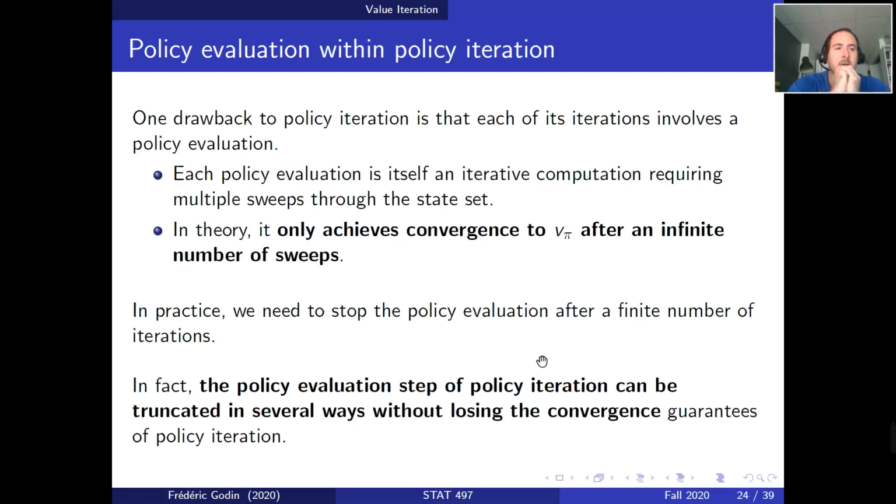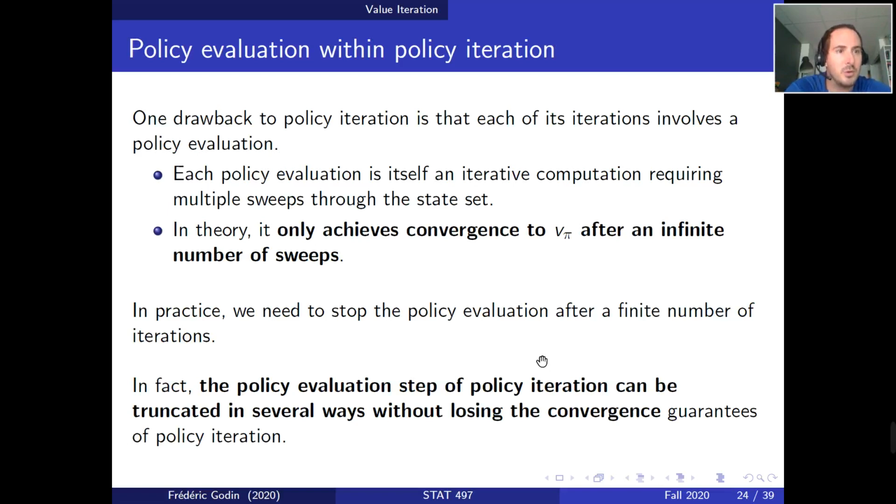Okay, so we said policy iteration involves repeating policy evaluation, then policy improvement, evaluation, improvement, evaluation, improvement, etc. So what's the problem with that? The problem is each policy evaluation is in itself an infinite loop. Every time there's an arrow labeled E in the previous picture we saw, this involves, again, an infinite number of iterations.